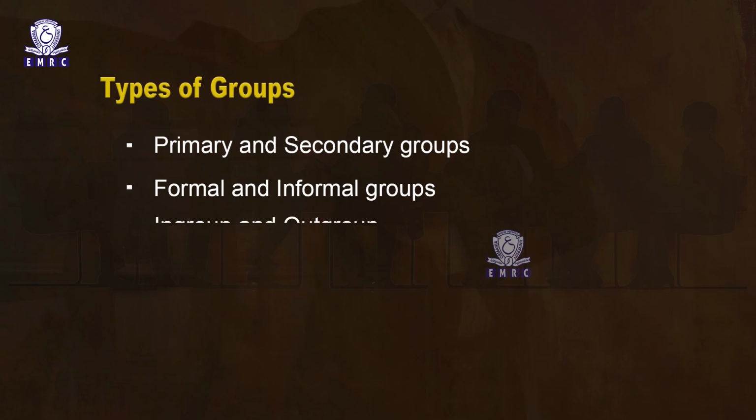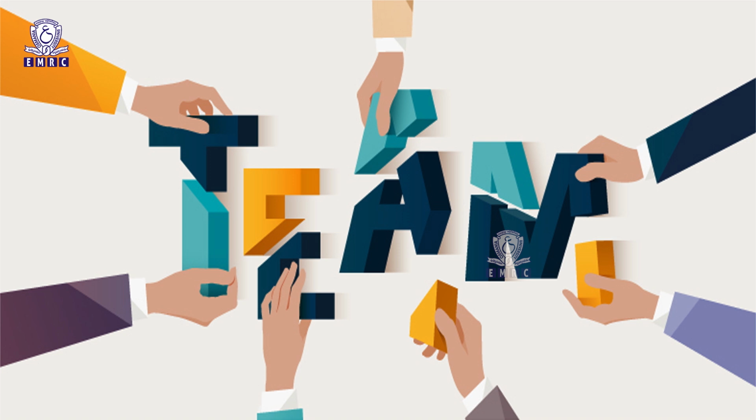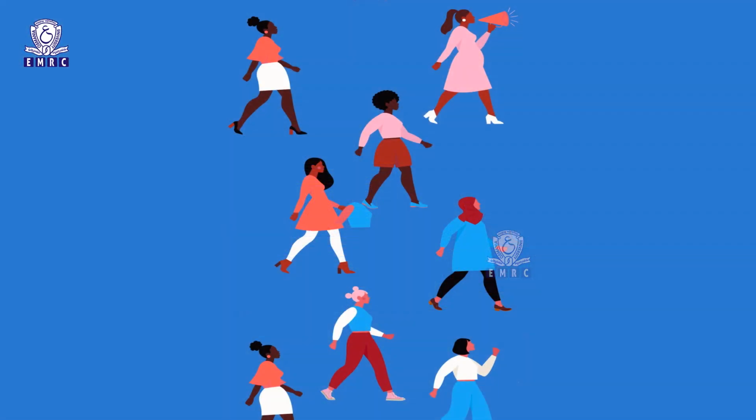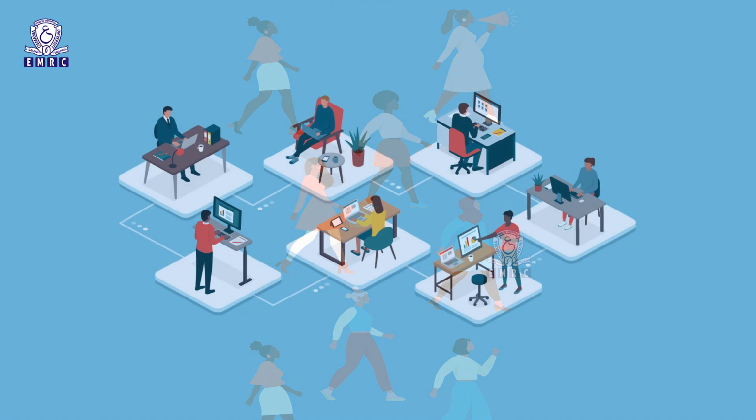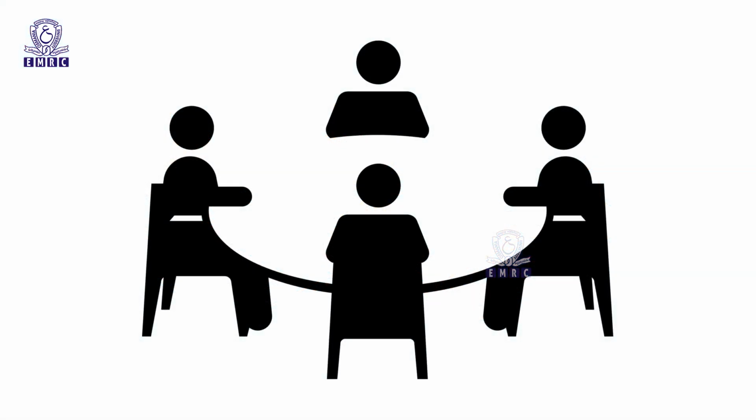Another possible classification is in-group versus out-group. The group with which an individual identifies himself or herself is called the in-group, while the group with which an individual does not identify is referred to as the out-group. The we versus they feeling is what an individual develops towards the in-group versus the out-group respectively.